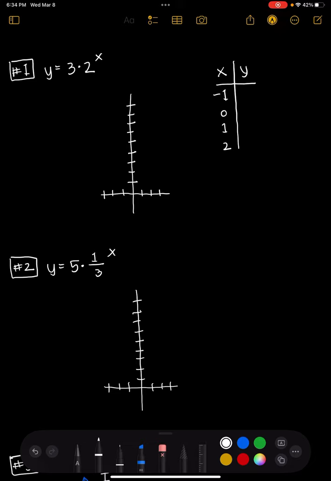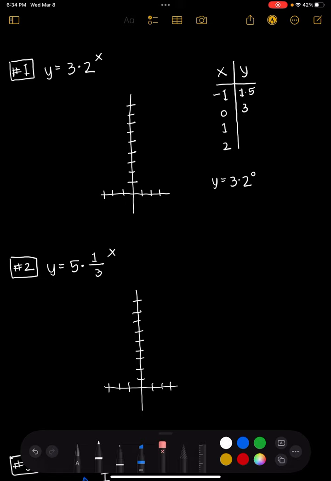So if I plug in -1, I would have y is equal to 3 times 2 to the -1 power. If I plug that into a calculator, that gives me 3 over 2, or 1.5. Now let's do that again, but instead of -1, I'm going to plug in 0 just to see what happens when I put 0 in for x. Well, 2 to the power of 0, or anything to the power of 0, is actually 1, and so this ends up being 3.